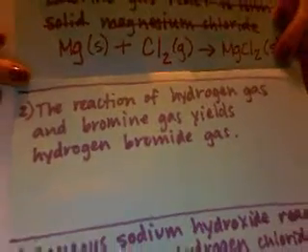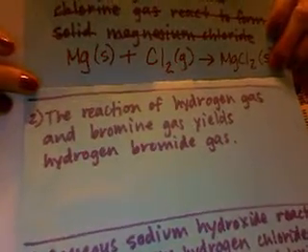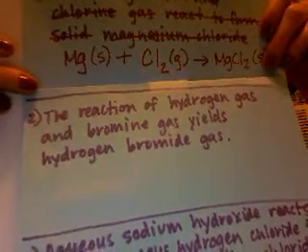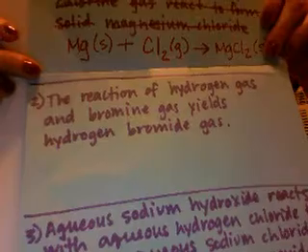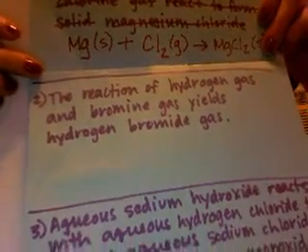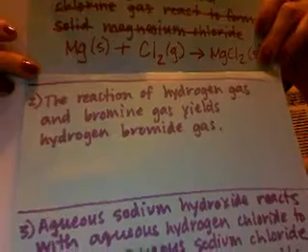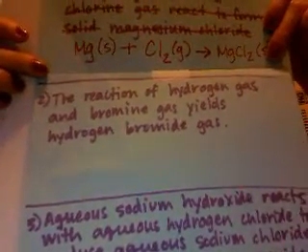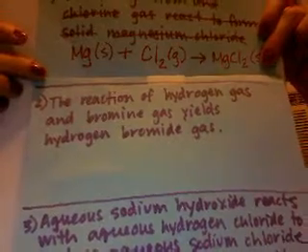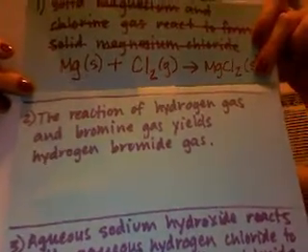Number 2. Okay, the reaction of hydrogen gas and bromine gas yields hydrogen bromide gas. Now this one is worded differently than the first one, but you've got to use your reading skills and figure it out. Okay, the reaction of hydrogen gas and bromine gas, that's telling you your 2 reactants. Yields is a fancy word for forms. Okay, and you can see that you yield or you form hydrogen bromide gas.